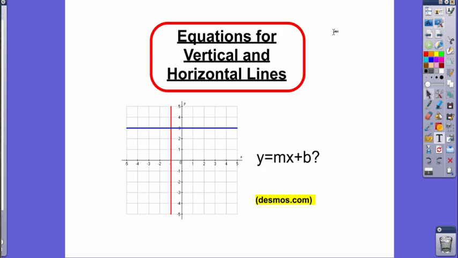So, equations for vertical and horizontal lines. We know that the general form for an equation is y equals mx plus b, where m is the slope and b is the y-intercept. But how do we describe a line that goes vertically through -1 or horizontally through 3, for example? So let's use Desmos.com to see how this works.